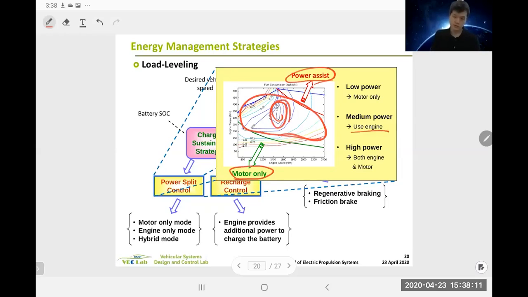So such a process and such an insight is not a bad idea, right? Because it's quite intuitive.